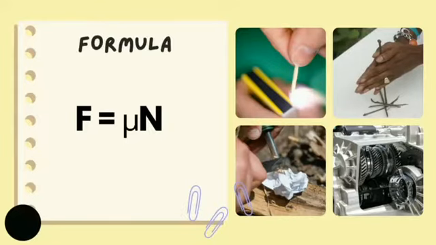The formula involved in friction is F equals mu N, where F stands for frictional force, mu stands for coefficient of friction, and N stands for normal force.